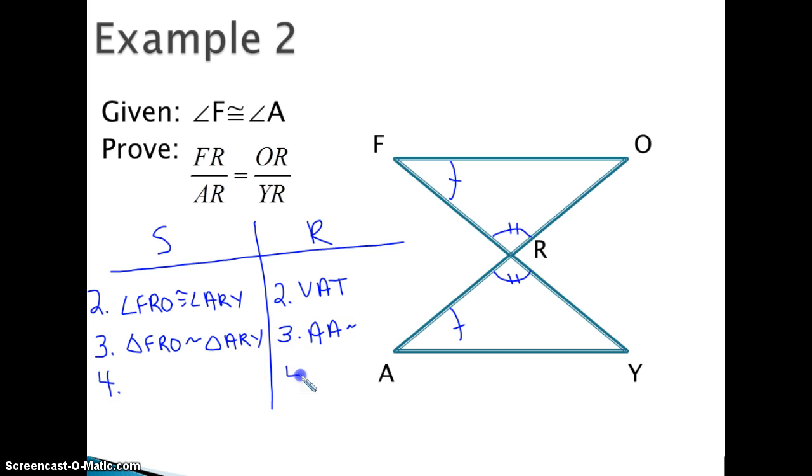At this point, we're on to step 4, which is the proportion. FR over OR, or sorry, let me get that set up again here. Get my eraser to fix that. It should be FR over AR equals OR over YR. And the reason I know that is because corresponding sides of similar triangles are proportional.